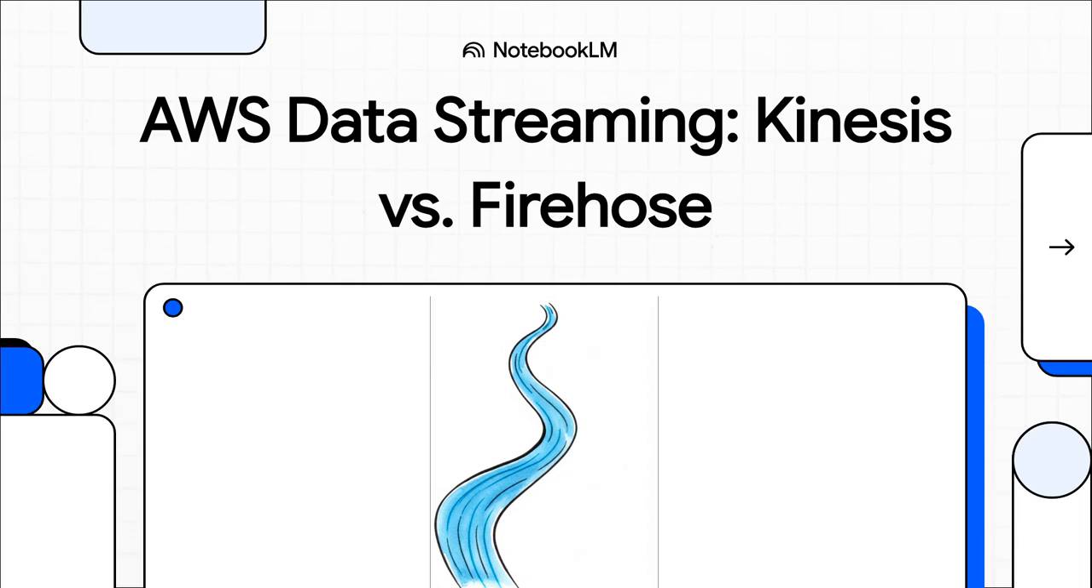Hey everyone. Today we're jumping right into the fast-paced world of real-time data on AWS. We're going to look at two super powerful services, Amazon Kinesis Data Streams and Kinesis Firehose, and figure out how they help you grab all that streaming data. And then we'll see how Amazon QuickSight makes it all make sense.